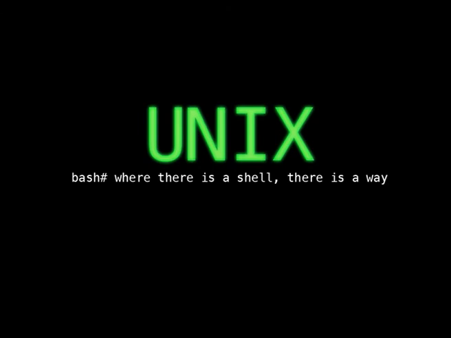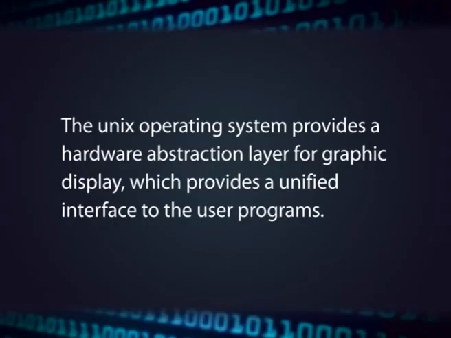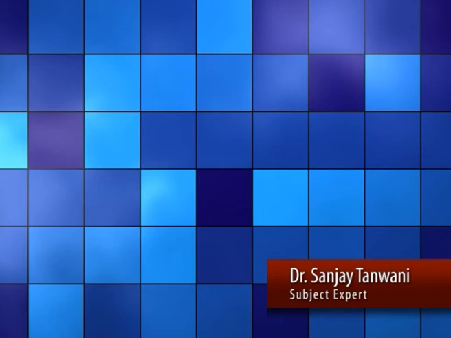Another example distinguishing mechanism and policy is taken from the display of the Unix operating system. The Unix operating system provides a hardware abstraction layer for graphic display, which provides a unified interface to the user programs. The layer encapsulates the hardware functionality so that the end user need not know any of the hardware details for the display. The window and session managers responsible for the windows and session display also need not know about the hardware. The window manager implements a particular policy without knowing anything about the hardware.